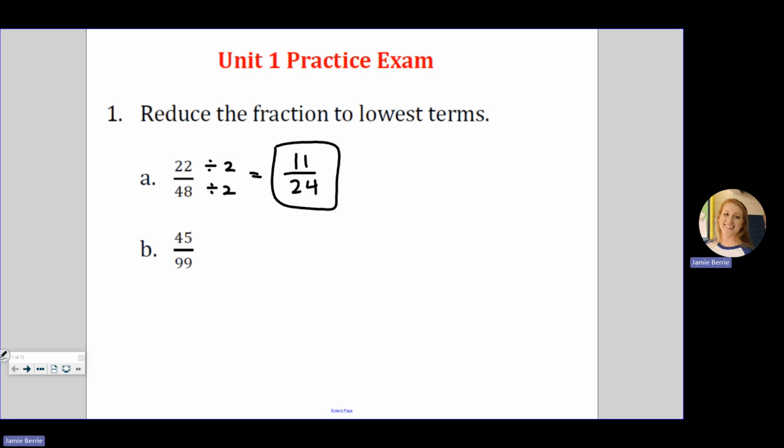45 over 99. What's something that goes into 45 and goes into 99? 9. Right, so that would be 5 over 11. Everybody feel comfortable reducing fractions to lowest terms? Okay.